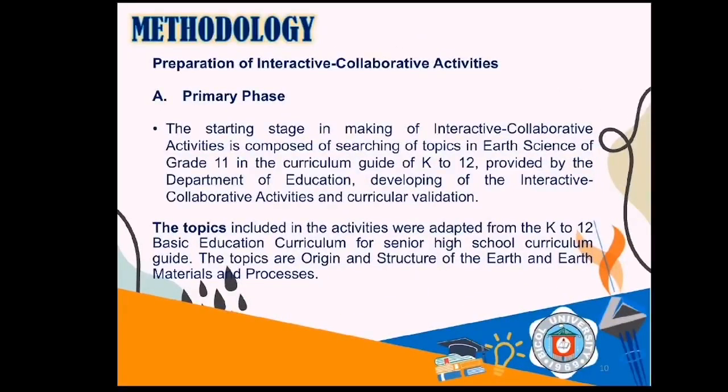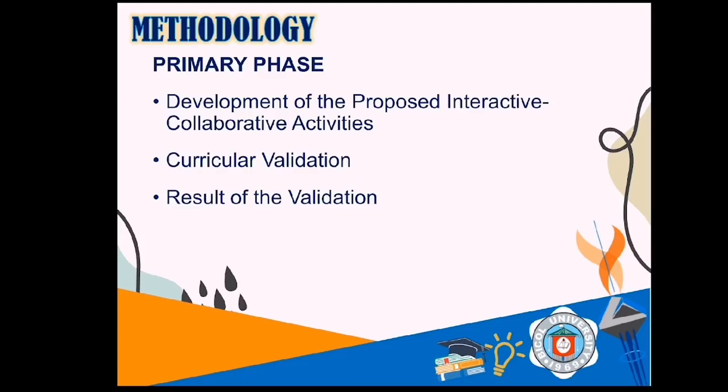Now, how did I prepare for the interactive collaborative activities? So it is divided into two, the primary phase and the secondary phase. Let us first focus on the primary phase. In the primary phase, the start of the stage of making of the activity is composed of searching of topics in earth science for grade 11 in the curriculum guide given by the DepEd. So developing of the interactive collaborative activities is done, and also a curricular validation is made.